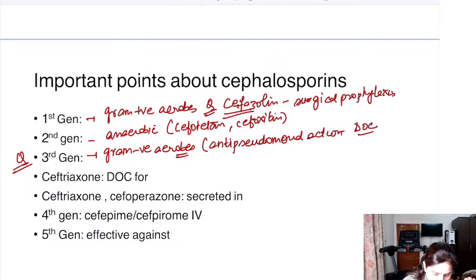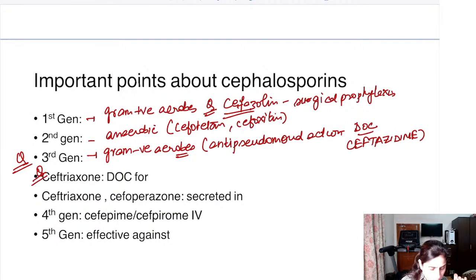So the drug of choice for the anti-pseudomonal action here is ceftazidime. Can give along with azithromycin. So ceftazidime is the drug of choice in anti-pseudomonal action. Okay? Then this is a very important drug, ceftriaxone.